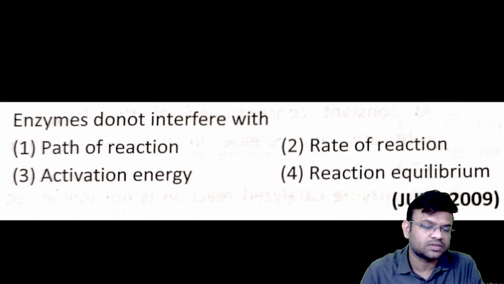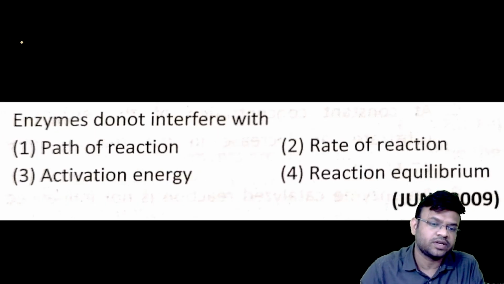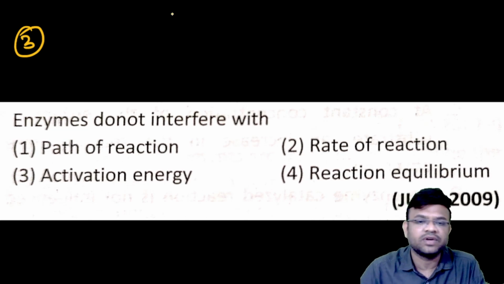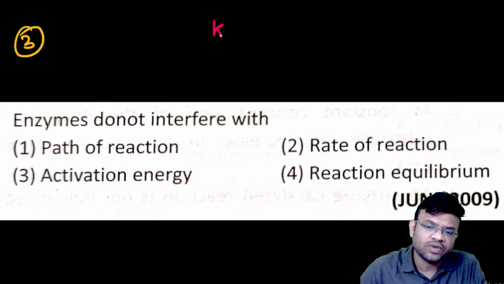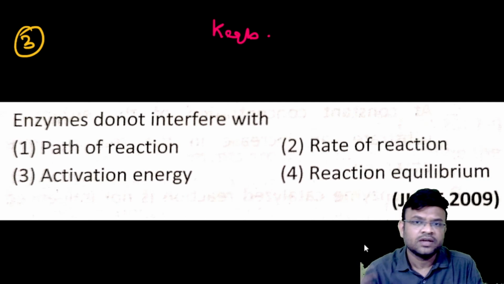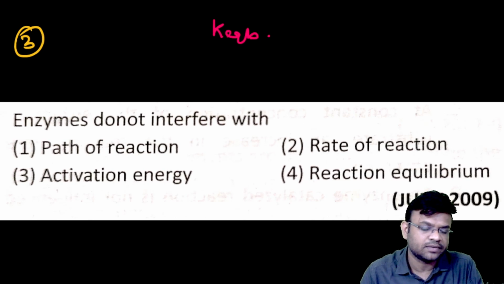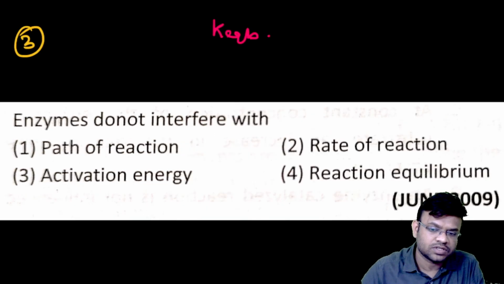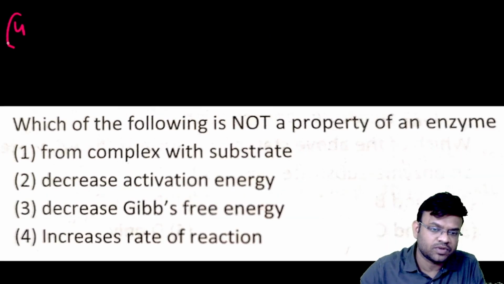Next, let us move on to the third question. Enzymes do not interfere with: I've already said that enzymes will not interfere with the reaction equilibrium, K equilibrium. So K equilibrium is independent of the enzyme that you are using. Enzyme will have no effect on the equilibrium constant. I have already said that. This is question number 3.